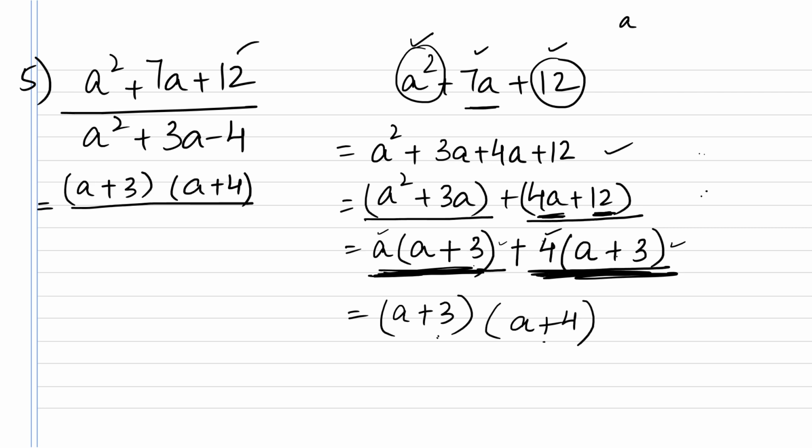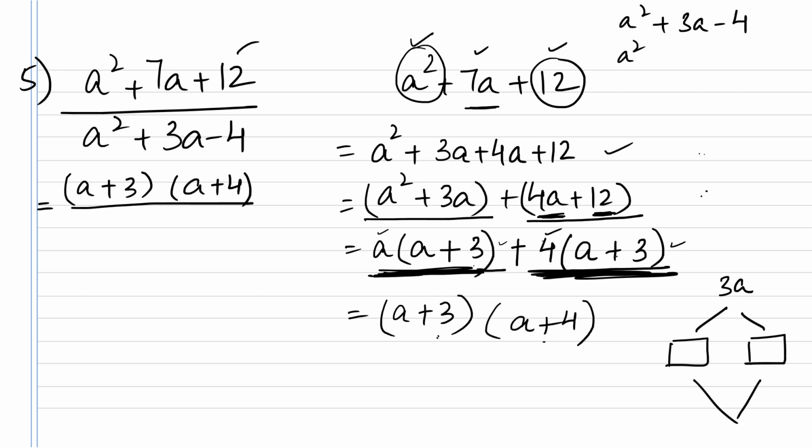Okay, so it is a square plus 3a minus 4. How can I split 3a so that when the terms are added or subtracted, they give me 3a, and when they are multiplied they give me minus 4 times a square, means minus 4a square. So my terms would be minus a and 4a. See, 4a minus a gives you 3a, and 4a multiplied by minus a will give you minus 4a square. So I will put minus a plus 4a minus 4.